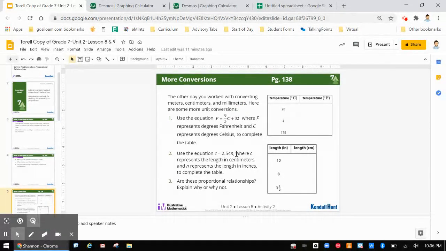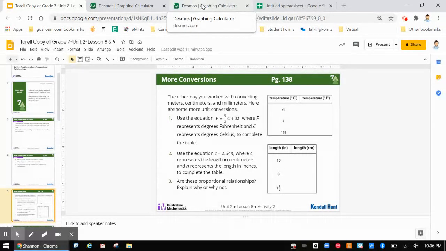Okay, let's look at this next one and see if we can figure it out. Use the equation c equals 2.54 n, where c represents the length in centimeters and n represents the length in inches. I know this was a question a few people came up with the other day when we were converting centimeters to meters and centimeters to millimeters. What about inches? Here's one of those examples. Go ahead and use a calculator. Inches is going to be n, centimeters will be c, and we're just going to plug these numbers in for it.